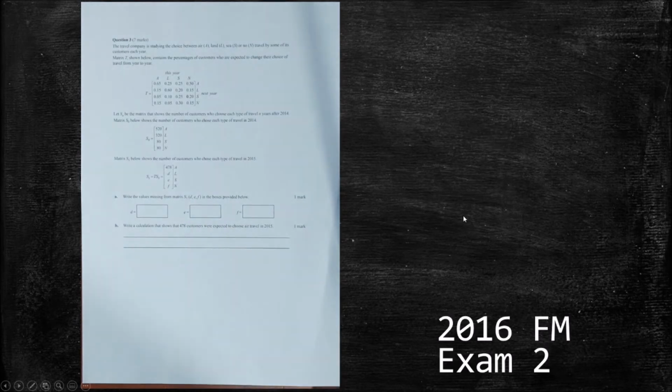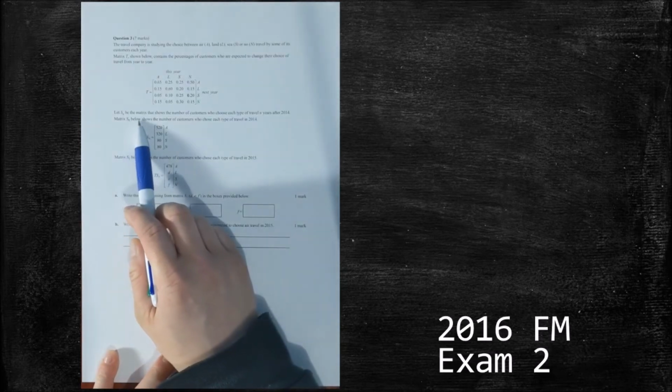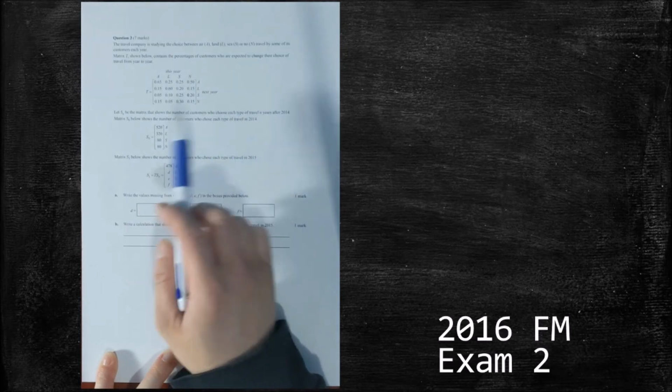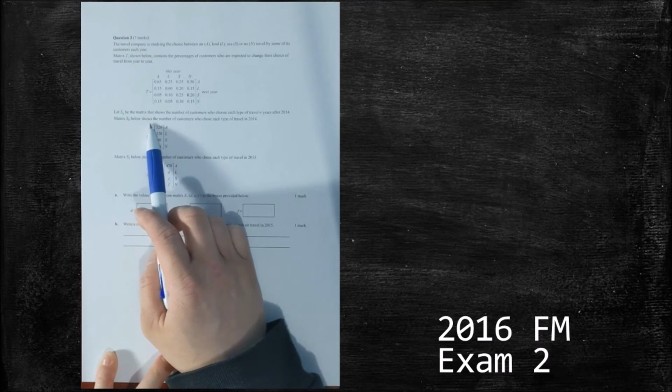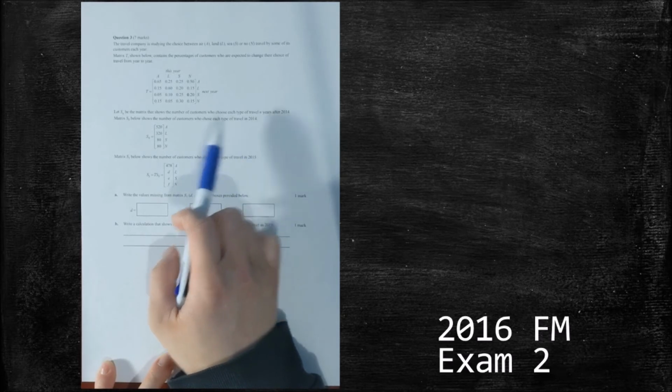Hello, this is 2016 Further Maths Exam 2, question 3. So this is a short answer question. The travel company is studying the choice between air, land, sea, or no travel by some of its customers each year. Matrix T shown below contains the percentages of customers who are expected to change their choice of travel from year to year. Let Sn be the matrix that shows the number of customers who choose each type of travel n years after 2014. Matrix S0 below shows the number of customers who chose each type of travel in 2014.